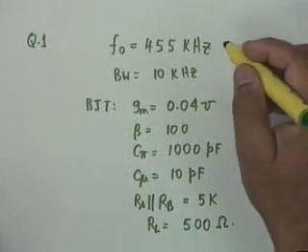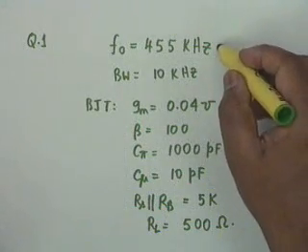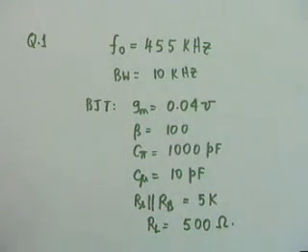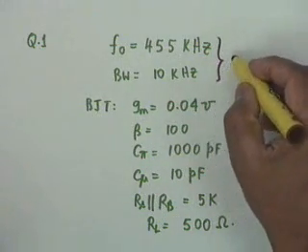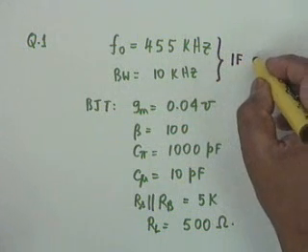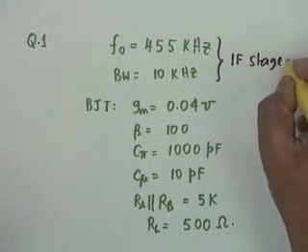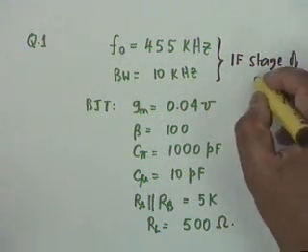41st lecture, problem session 10 on tuned amplifiers. The first problem is to design a single tuned amplifier which has the following specifications. F0, the center frequency, is 455 kilohertz, the bandwidth is 10 kilohertz, and as I had mentioned, this is a typical IF stage of a radio receiver.